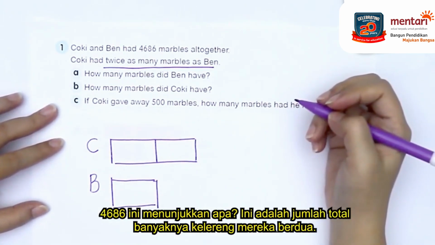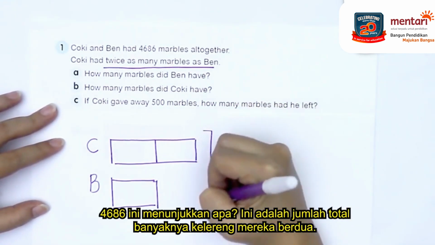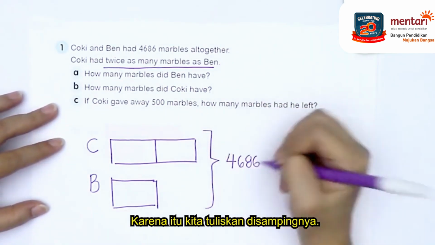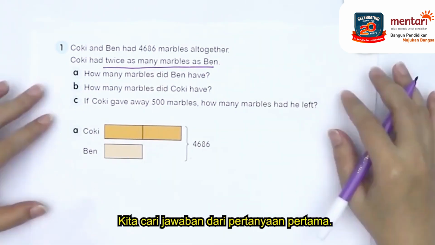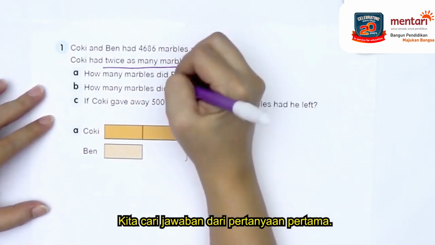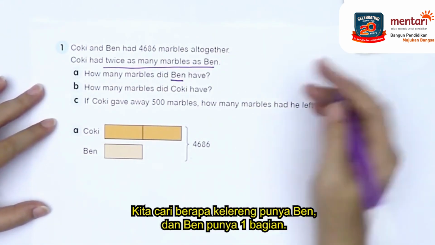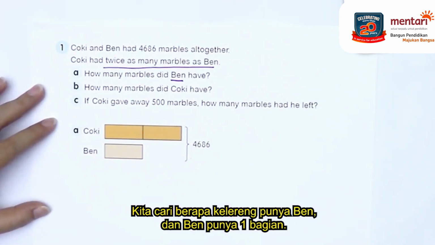What is 4,686? It's the total number of marbles of both, so you put it on the side. Your bar model looks like this. Let us try to answer first the first question. We want to find out the number of marbles of Ben, and we know that Ben has 1 unit.